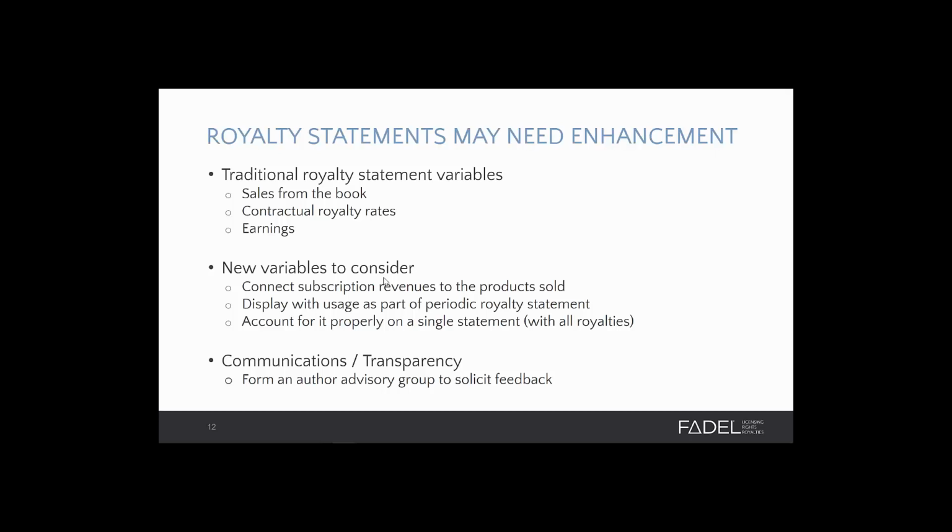Ultimately, it may be advisable to form an author advisory group to solicit the feedback and to make sure that everybody's on the same page. This is going to be a nervous time for your authors. They want to make sure they're being treated fairly. Having transparency and good processes in place will help you do so.